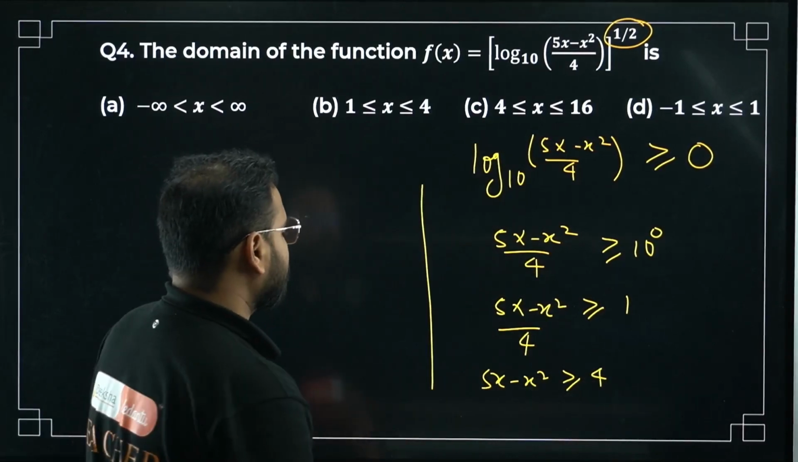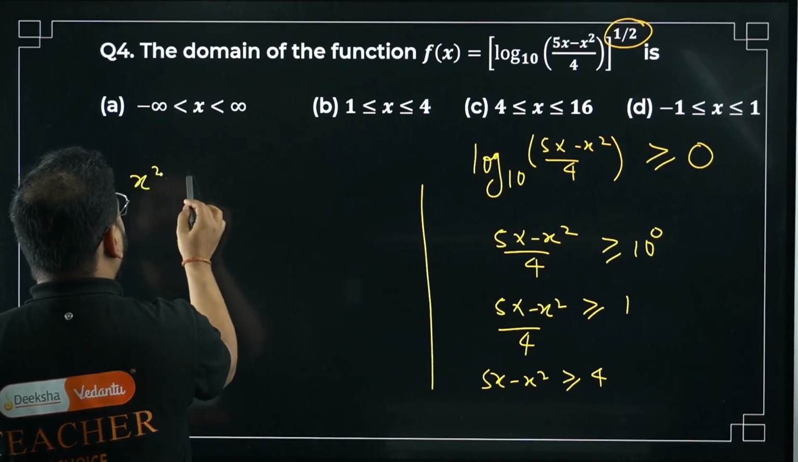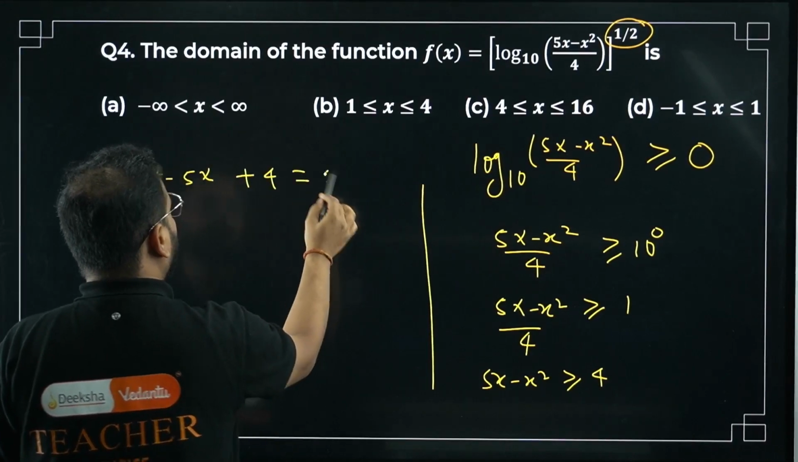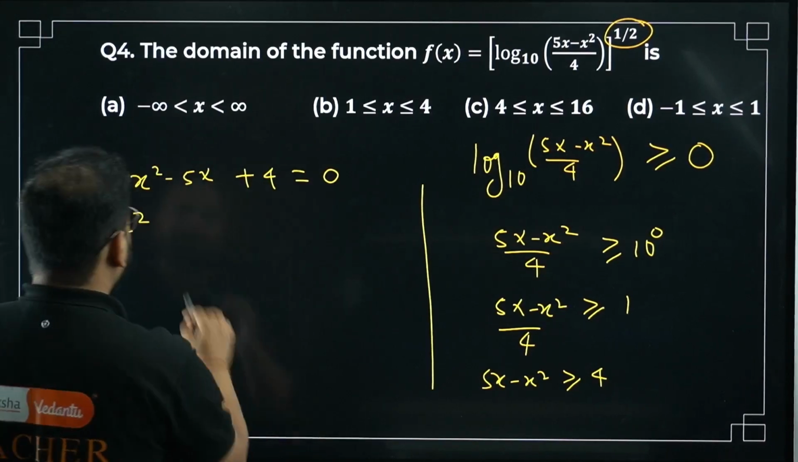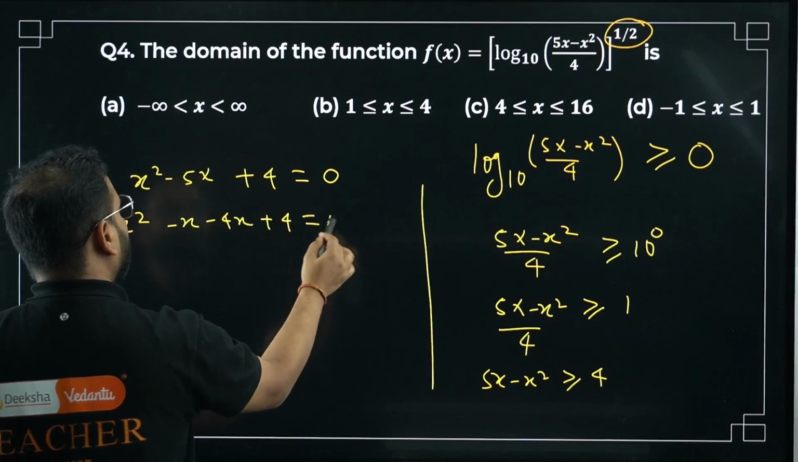Chaliye, let's do one thing. Bring everything on the other side, okay? It will become x square minus 5x plus 4 equals 0, okay? I can factorize this. X square minus x minus 4x plus 4 equals to 0.